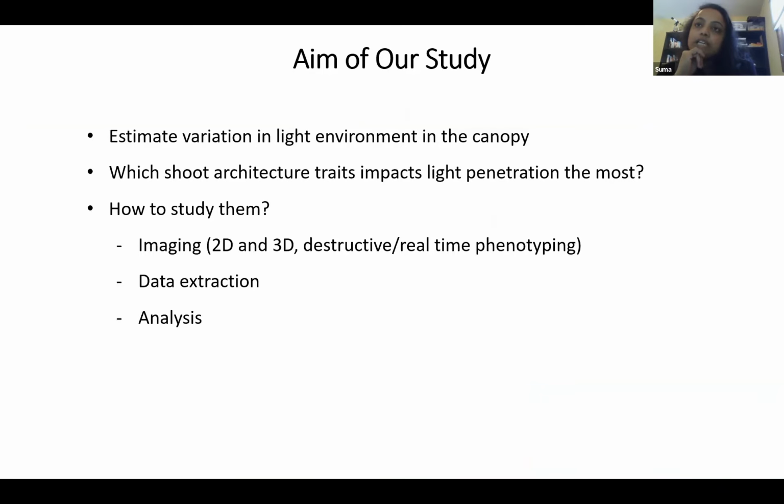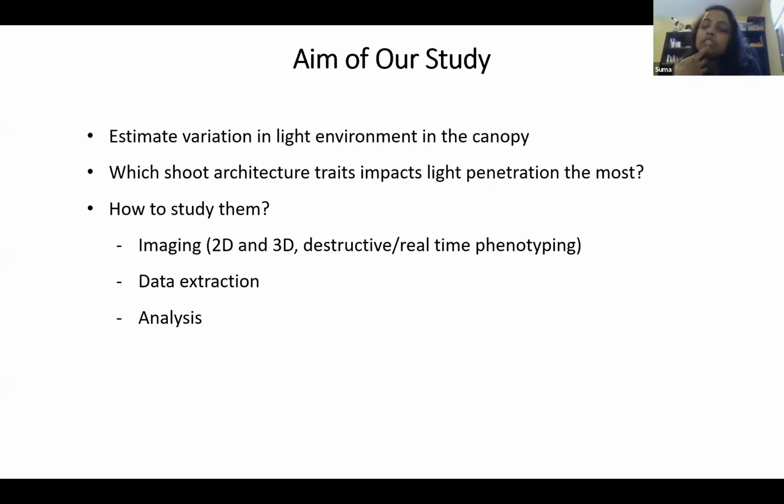So while we have a generic understanding of what we want, we want to know how to get there. Our aim of the study has been first to estimate variation in light environment. Although we've been able to look at average light at a spot, it doesn't tell us how the light scatters within the canopy. What light environment does a single leaf placed at any point in the canopy face? We don't know the answer to that question, so we want to do that in a better way.